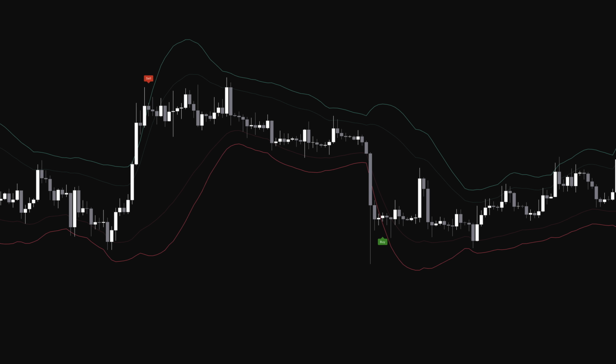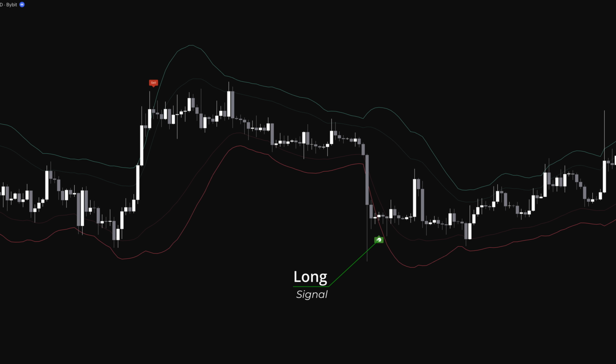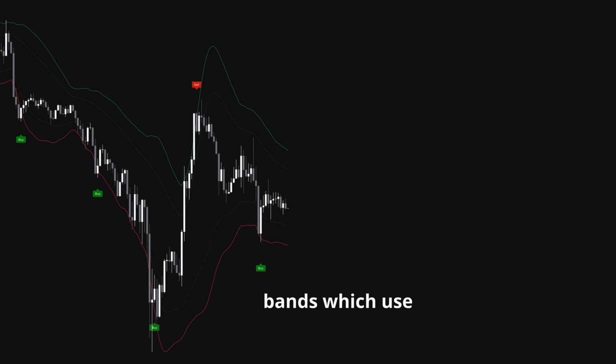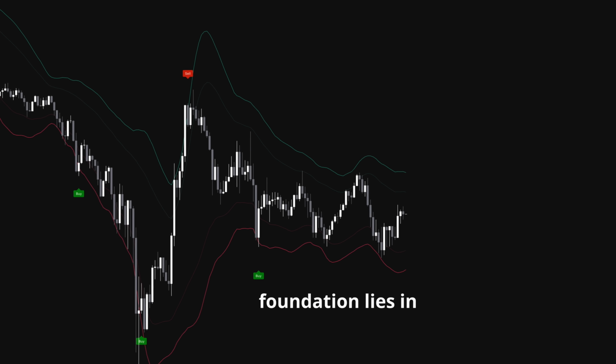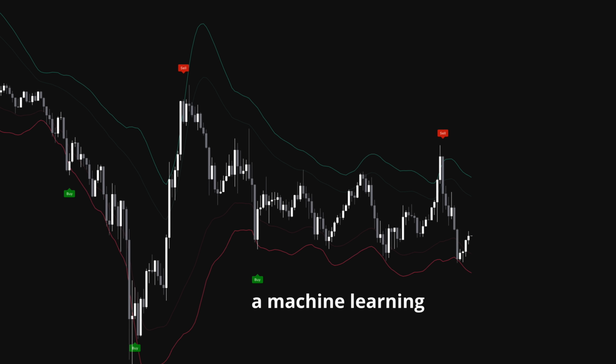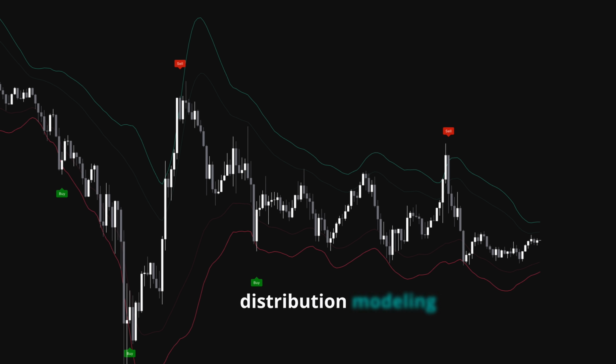The mean reversion logic triggers long signals when price crosses above the lower outer band, and short signals when crossing below the upper outer band, essentially buying oversold conditions and selling overbought ones. Unlike traditional Bollinger Bands, which use standard deviation, this indicator's mathematical foundation lies in kernel density estimation, a machine learning technique for probability distribution modeling.